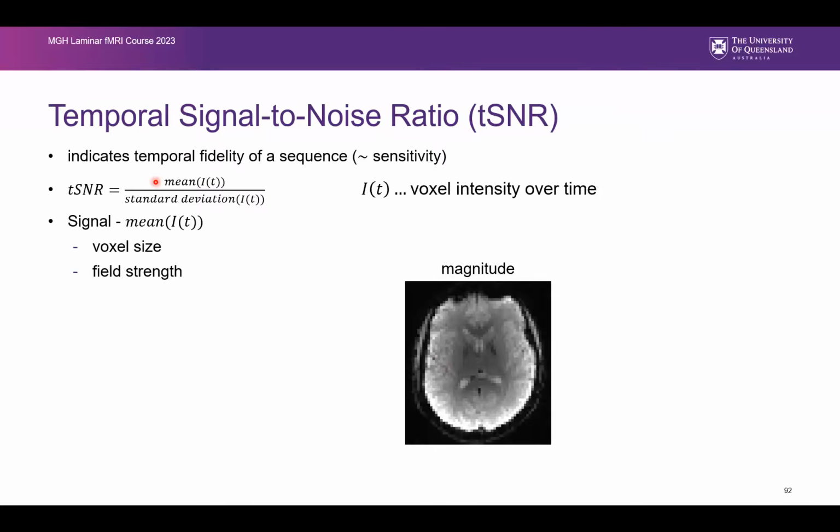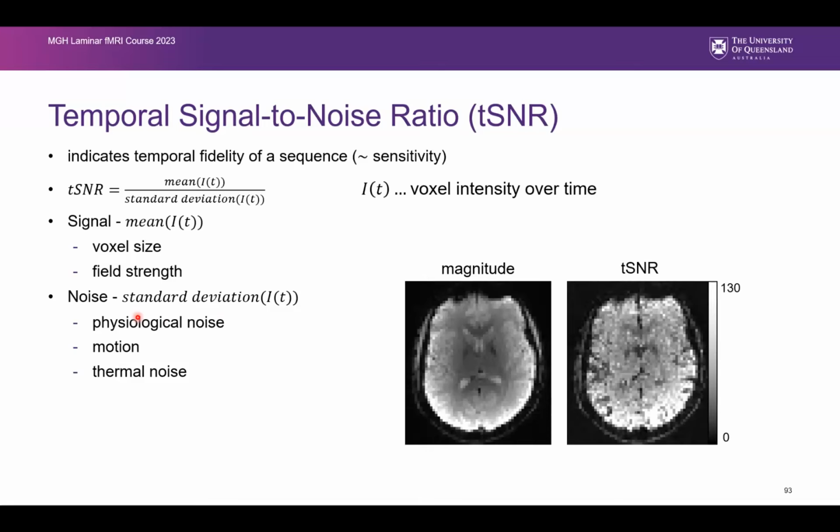But what do people usually do to measure the temporal fidelity of a sequence, which is a proxy for sensitivity, is dividing the mean of the image intensity over time by its standard deviation. So the signal by standard deviation. And the signal really depends on the voxel size and the field strength. And the noise can be thermal noise, motion, and physiological noise.